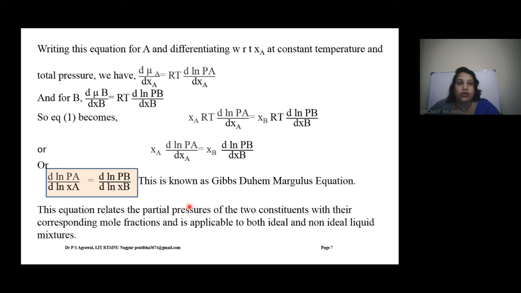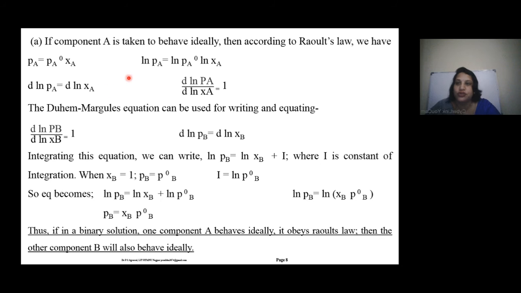The Gibbs-Duhem-Margules equation can be used to show that if one component behaves ideally, the other must behave ideally. Or if one component shows positive or negative deviation, the other will also show the same deviation. We will see. First, we will prove that if component A is behaving ideally, then component B will also behave ideally. This has also been asked many times in university exams.